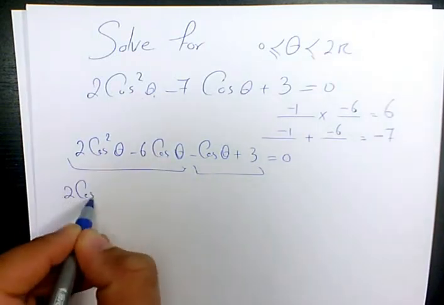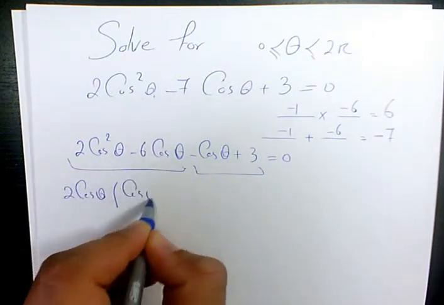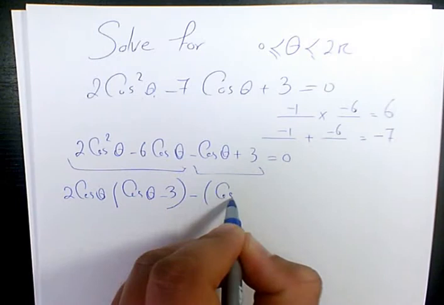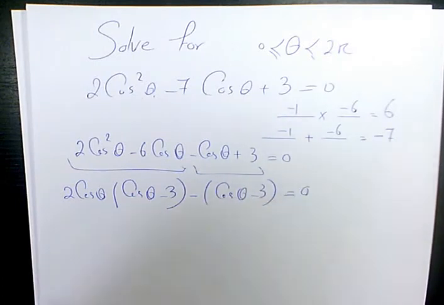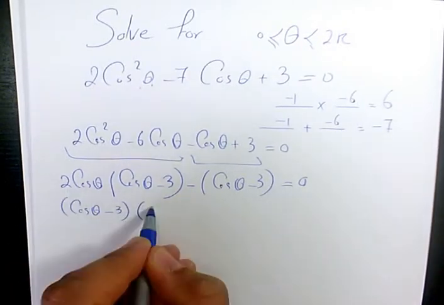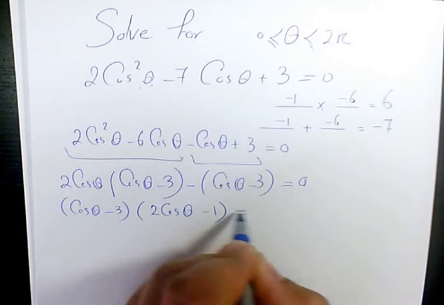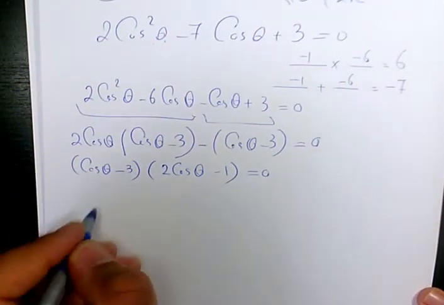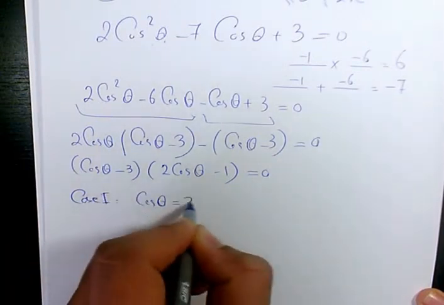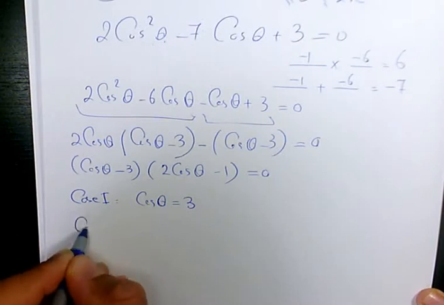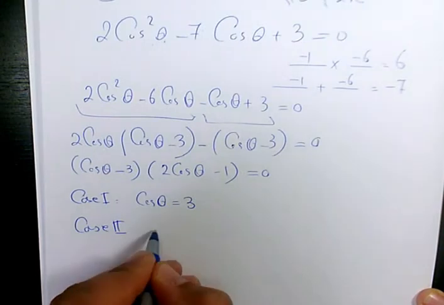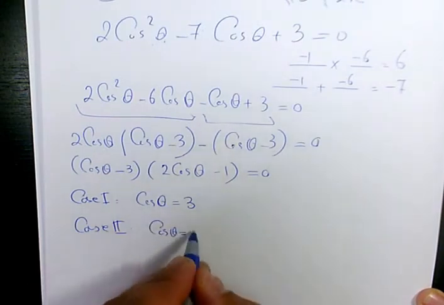You factor 2 cosine theta, leaving cosine theta minus 3, and here when you factor, it's cosine theta minus 3 equals 0. Then you factor cosine theta minus 3, and here you have 2 cosine theta minus 1 equals 0. You have two cases now. Case 1 when cosine theta equals 3, coming from here, and the other one, case 2, when 2 cosine theta minus 1 equals 0. Therefore cosine theta equals 1 over 2.